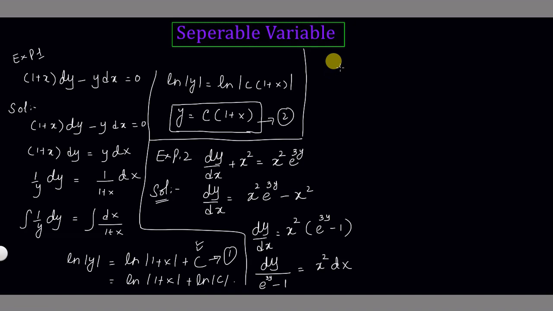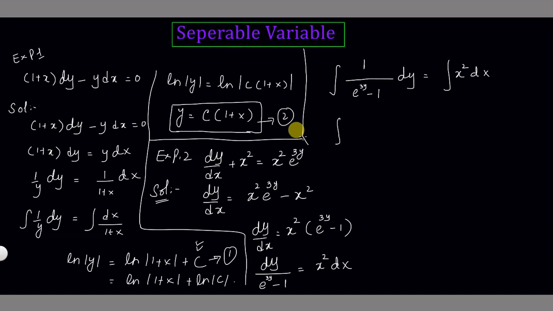I will solve it this way. If we divide the overall function, of course, one side is e raised to the power 3y minus 1 dy, and the integral on the right hand side will be x square dx. This is very simple, x cubed by 3 plus c, but the problem is here. How will we solve this particular integral?